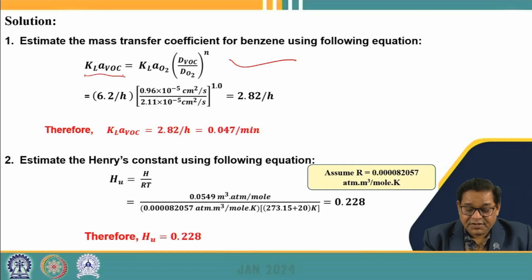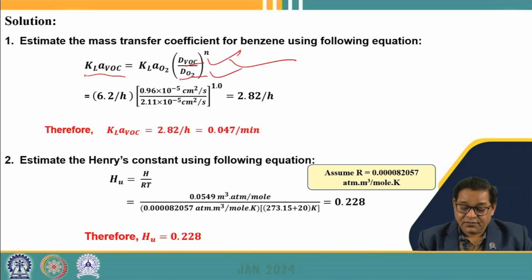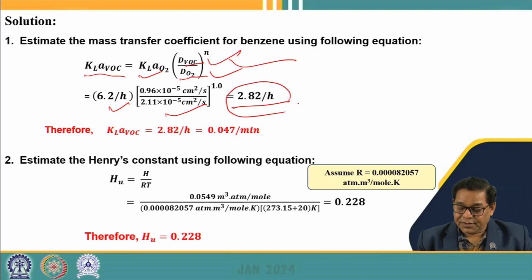Here we take KLa of VOC, presuming the VOC is benzene. This will be equal to KLa of O2 in brackets, multiplied by the ratio of the diffusion coefficient of VOC divided by the diffusion coefficient of oxygen. All these values are given, so we can put these values here. We find the mass transfer coefficient of benzene to be 2.82. So this is the answer.